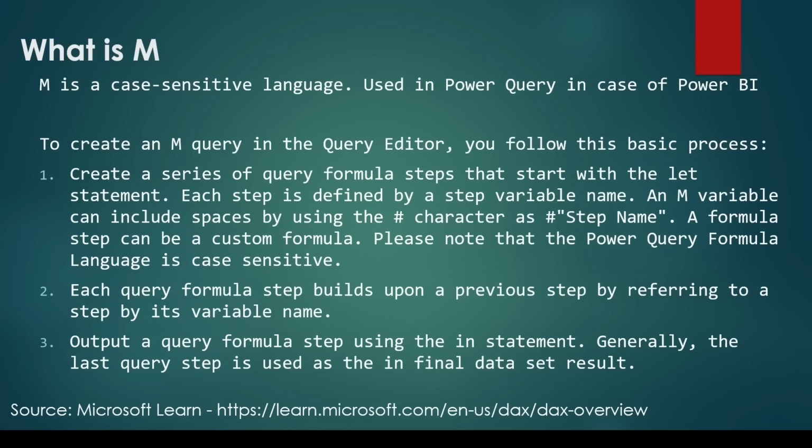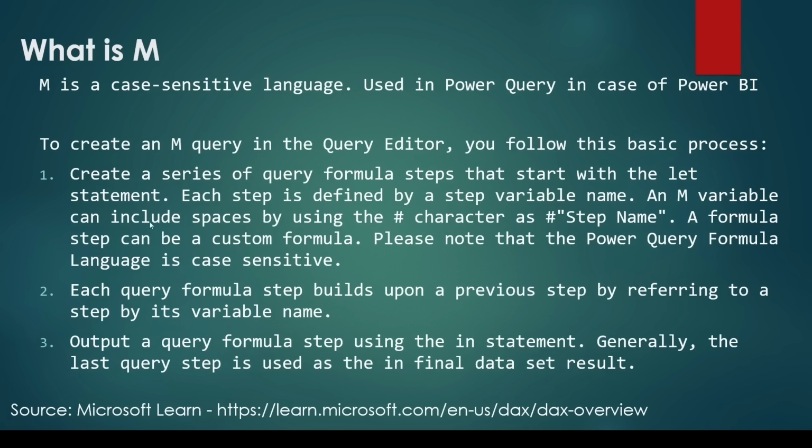It means if you write down, let's say, rename column, R capital C capital is different from R small and C small. In case of M query, each formula step builds upon a previous step by referring to the step by its variable name. So when you look at the code which is automatically generated by Power Query, you will find that each step is referring to the previous step. That is not necessary. When we start the coding, I'll showcase that it is not necessary to refer to the immediate step. You can do some calculation and post that you can also refer to it.